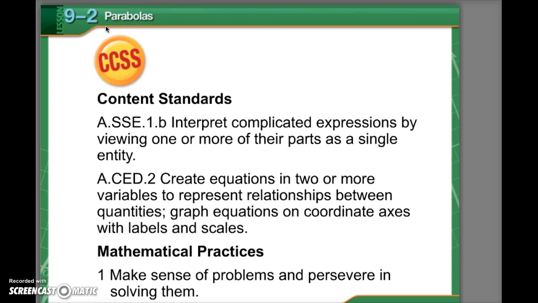Our content standards for this lesson are that we are going to interpret complicated expressions by viewing one or more of their parts as a single entity, and we're going to create equations in two or more variables to represent relationships between quantities and graph equations on coordinate axes with labels and scales. And the mathematical practice we are going to be focusing on is making sense of problems and persevering in solving them.